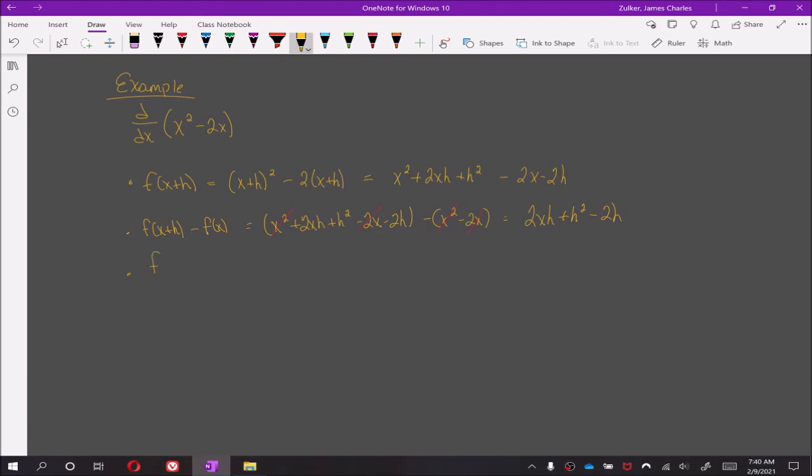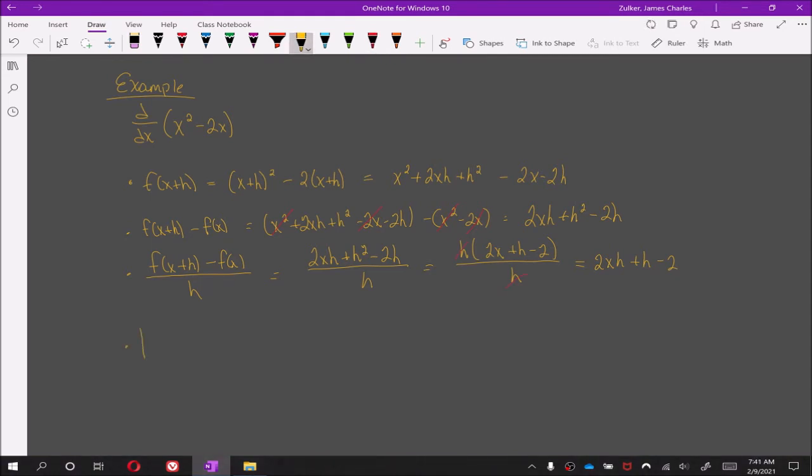Third step is to take that and then divide out by the h. So this is 2xh plus h squared minus 2h all over h. We can factor out an h from the numerator. And this leaves us with 2x plus h minus 2.